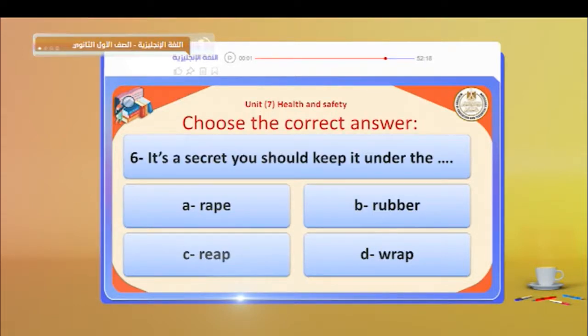Question number 6. It's a secret. You should keep it under the. Do you remember this expression? It's a secret. You must keep it under the rape, rubber, reap, or wrap. When we say something is secret, don't tell anyone about it. So keep it under wrap. Under wrap means under the cover, keep it covered. Don't tell it to anyone. Keep it under wrap.